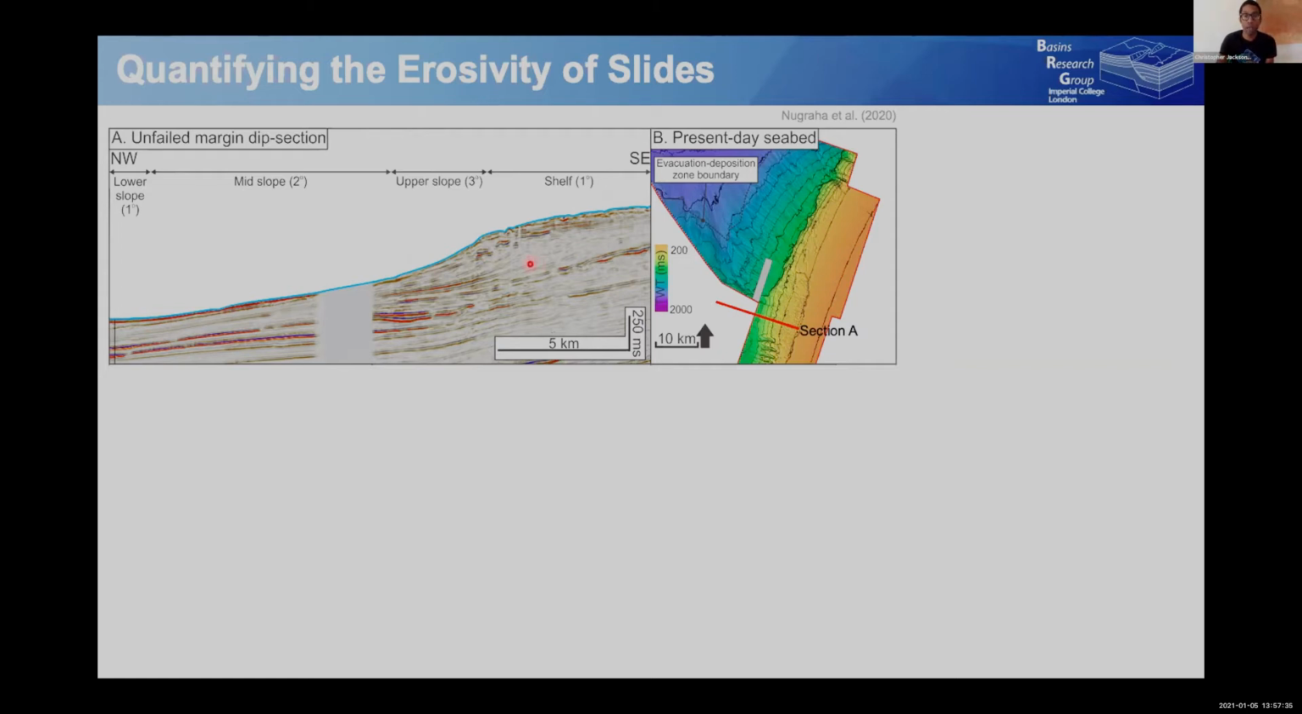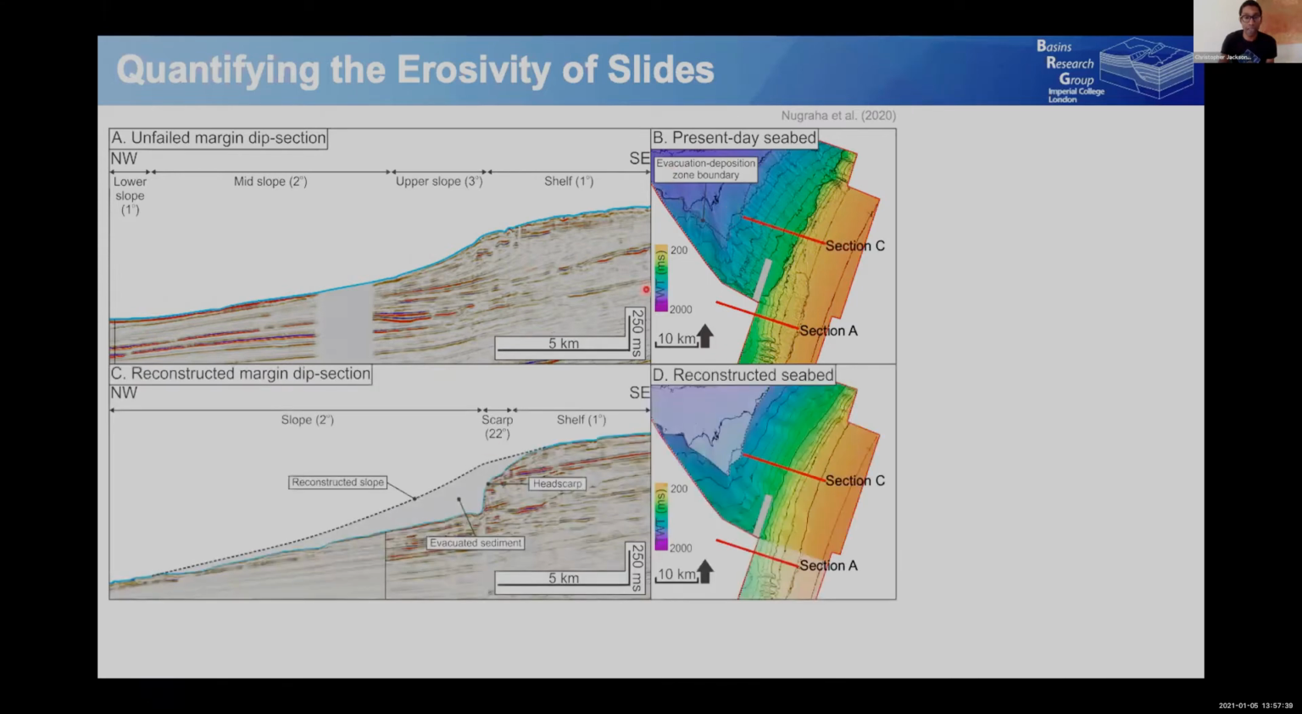But if we go along to section C, just in here where this landslide has occurred, that's where you see the big bite has been taken out of the shelf edge in here. So this is all the material that went down to feed the submarine landslide that we looked at a couple of slides ago.